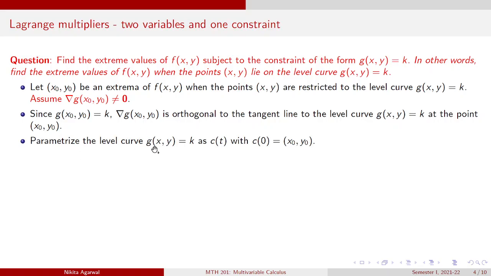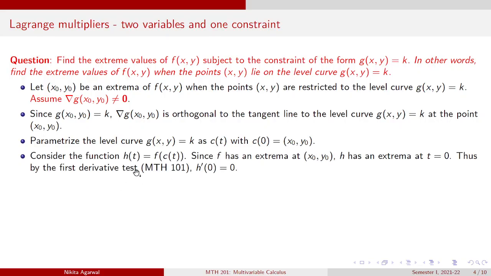Now parameterize this level curve as C(t), where the value at t equal to 0 is this point. Okay, so you imagine you are on this curve C(t), which is nothing but g(x,y) equal to k, and at t equal to 0 you are at the point (x naught, y naught). Now you define this function h(t), which is f of C(t). Now why are we doing this? Because we only want to restrict to the level curve, right? On the level curve, you want to find extreme values. We have parameterized it as C(t). So as t changes, C(t) moves along this curve, and therefore when you compute f of C(t), you are looking at values of f on the level curve, right?